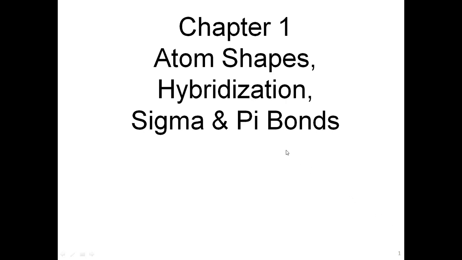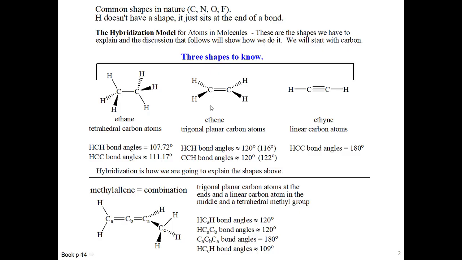Hello, Chem students. This is going to be another Chapter 1 topic on atom shapes, hybridization, sigma and pi bonds, and how to draw these, including 3D shapes. We're going to find that there are three shapes that we observe in organic chemistry, and it turns out biochemistry as well, and they're shown right here.